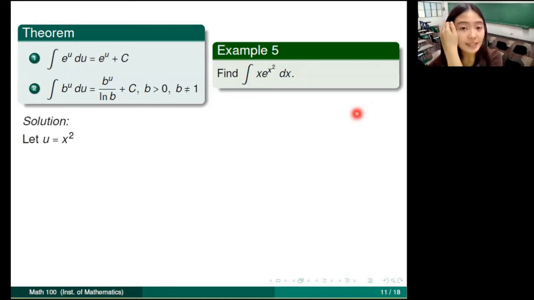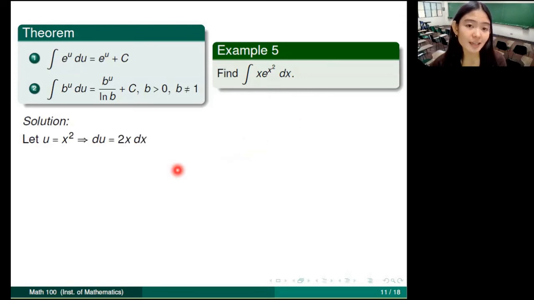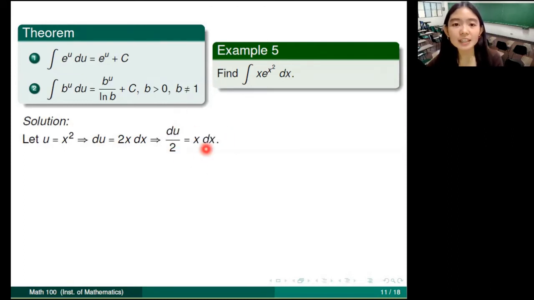Let's let u be x squared. If so, ano ang ating du? Then ang du natin ay 2x dx, f prime of x dx lamang. And like what we did in the previous example, ang meron ka kasi dito sa integral ay x dx. So para ma-force na x dx lang ito, itong 2 na ito, constant lang naman siya, pwede natin siyang ilipat dun sa kabila at i-divide kay du. So therefore, ang du over 2 natin ay equal sa x dx.